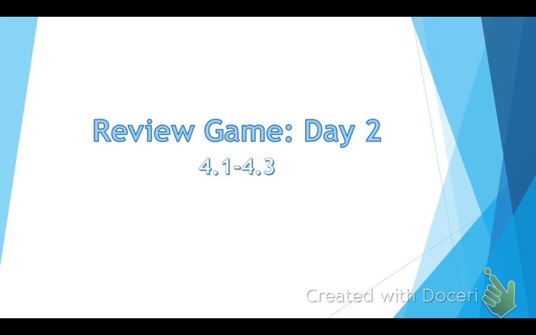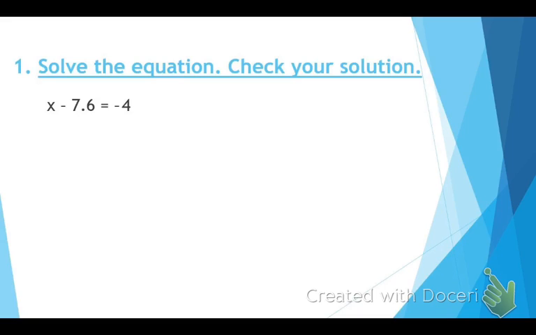All right, today we are doing a second review day of 4.1 to 4.3 to help you for your test tomorrow. This is asking us to solve the equation and then check it. In order to get this x by itself, I have to get rid of subtract by 7.6. What's the opposite? Add by 7.6. This cancels out.